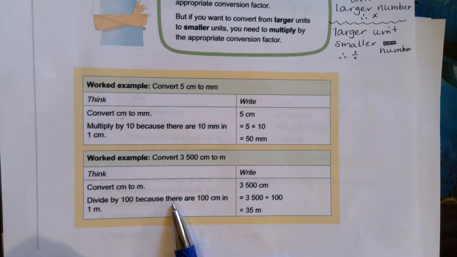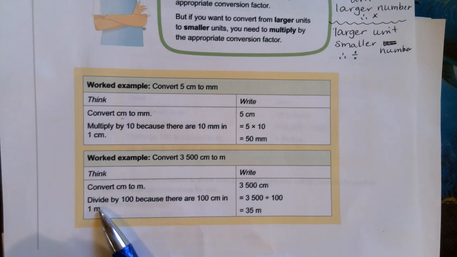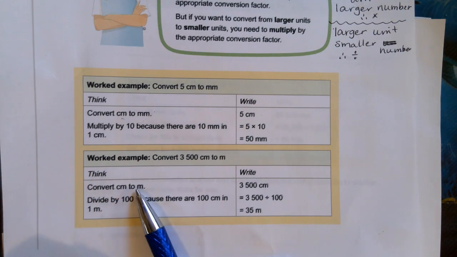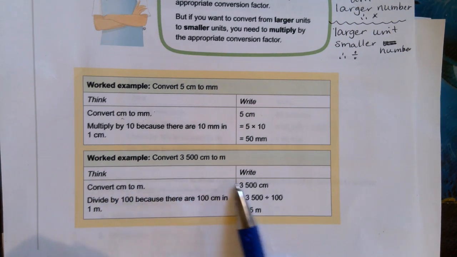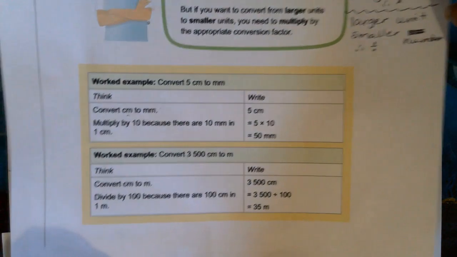This one here we are converting again, from centimetres to metres. We're going to a larger unit. If you're going to a larger unit, you need a smaller number. So you need to divide to get the smaller number. There are 100 centimetres in a metre. So therefore we need to divide that 3,500 by 100 to get metres. Copy down these examples so you can refer back to them.